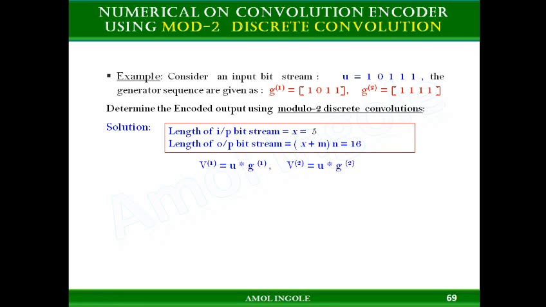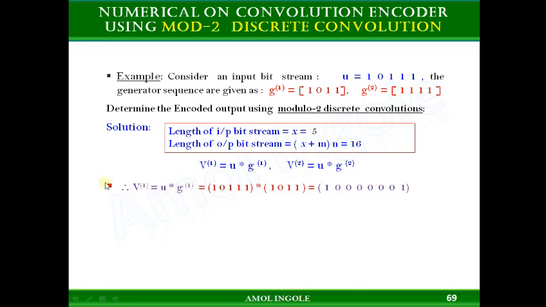Let us see how we can get the output of the encoder. You need to find out output V1 and V2. Why 2 outputs? Because N is equal to 2. Because there are 2 generator sequences given. So you need to find out V1 and V2.